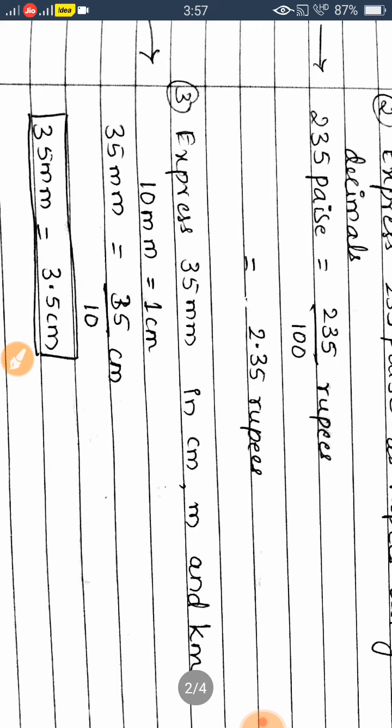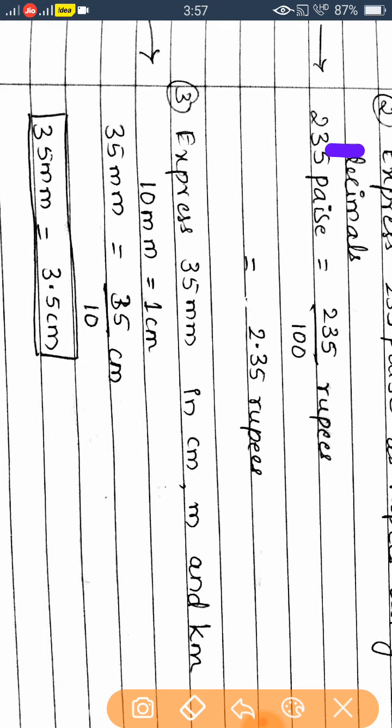Now go for the third example. Express 35 mm. Mm means millimeter, in centimeter, in meter and kilometer. See, 3 units we have to directly convert the given number. So 35 mm. See, first we have to see the units. How many mm is equal to 1 centimeter? How many centimeter is equal to 1 meter? How many meter is equal to 1 kilometer? That you have to study.